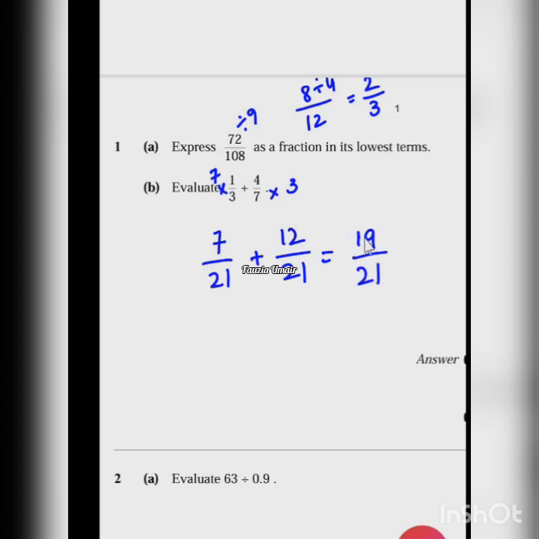If your answer after addition is an improper fraction, then you need to convert it into a mixed number. आपने ये याद रखना है. This is the rule. You cannot write an improper fraction as an answer, and you cannot write an answer which is not in the simplest form also. So only that answer is expected. So this is your answer of part B. All right. So moving on to question number 2.